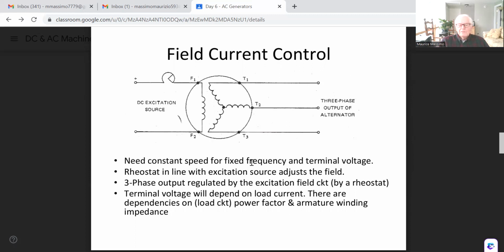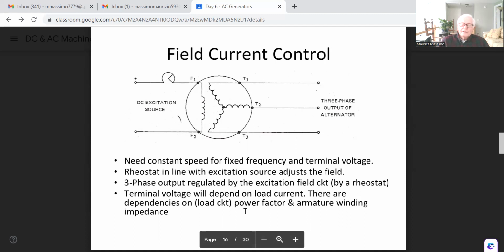So we need constant speed for fixed frequency and terminal voltage. And the rheostat, which is in line with the excitation source, allows us to adjust the field so that we get that fixed frequency. So the three-phase output is regulated by the excitation field using that rheostat. And the terminal voltage will depend on the load current, and therefore there's a dependency on the load circuit.